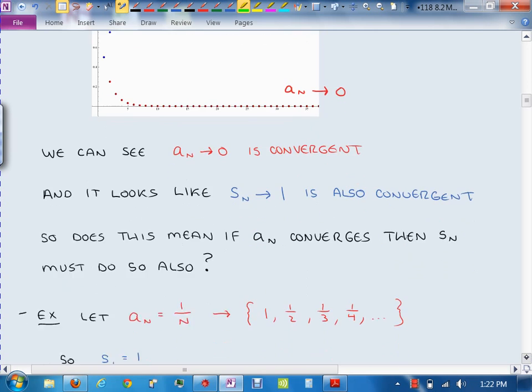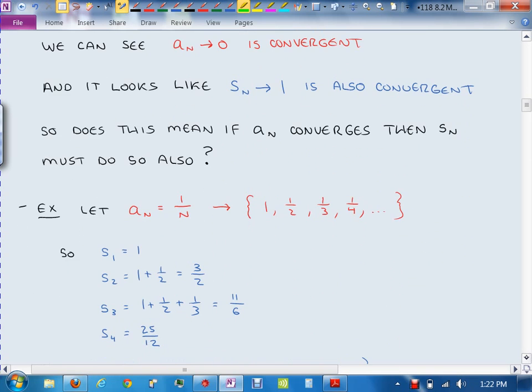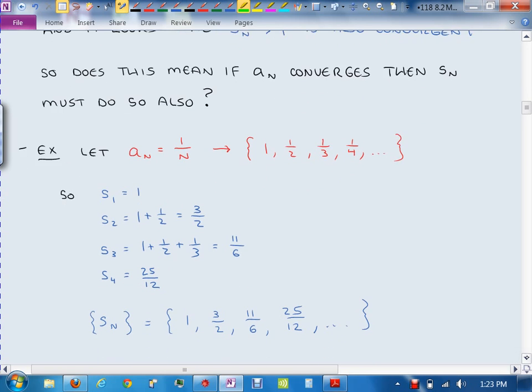So let me give you another example and see if we can look at this one. Different sequence, right? The previous one was 1/2 raised to the n. This one's 1/n. So list out the first few terms of this sequence: 1, 1/2, 1/3, 1/4, keep going forever and ever. Start adding them up now. My first partial sum is 1. Second partial sum is 1 plus 1/2, which is 3/2. Third partial sum, 11/6. Fourth partial sum, 25/12. What's happening here? There's the sequence. Now let me show you the picture.